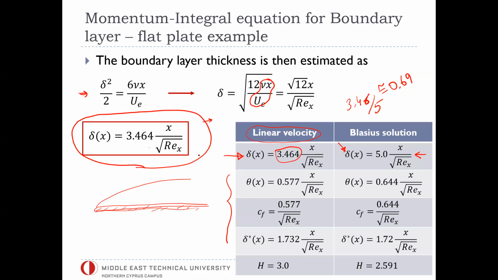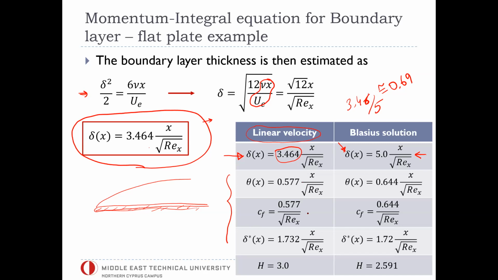Assuming this linear velocity profile, let's check out the other parameters like momentum thickness. You can see momentum thickness is also different, but I guess less than 30% if you just divide 0.577 by 0.644. It also under predicts, by 11%. So it under predicts the Blasius solution for the flat plate flow problem by 11%.